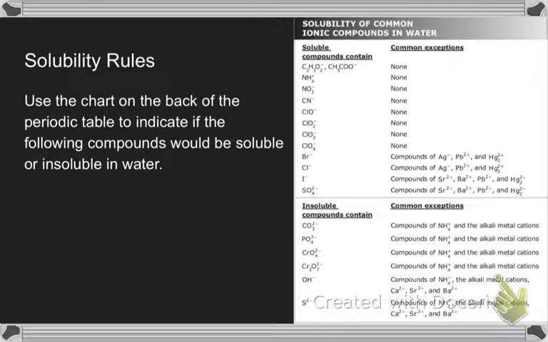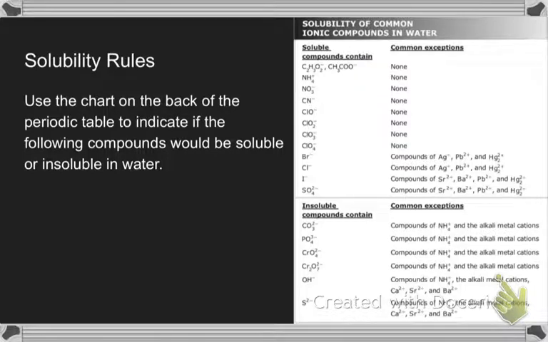So before we continue, we have to be able to read this solubility table that appears on the back of your periodic table. Basically, everything in this quadrant here in the top left is always soluble in water. Okay, so acetate, ammonium, nitrate, cyanide, all of these are always soluble in water, and there are no exceptions.